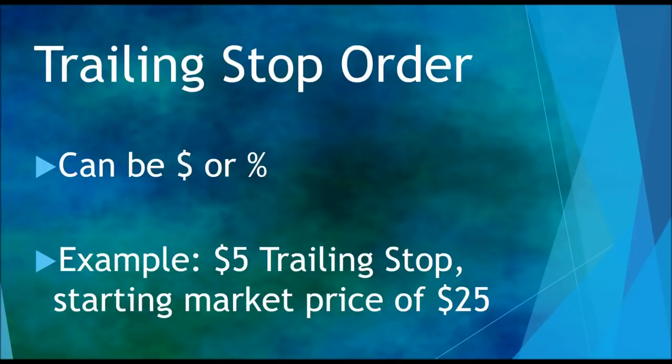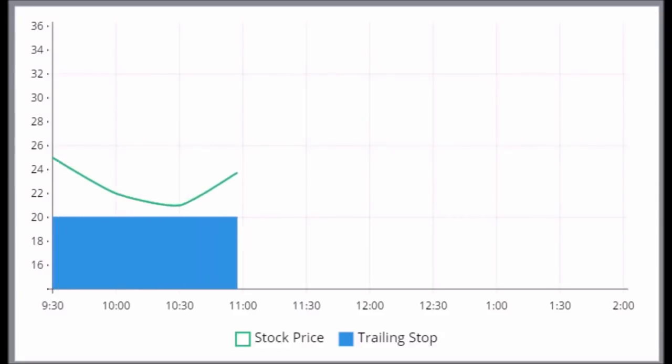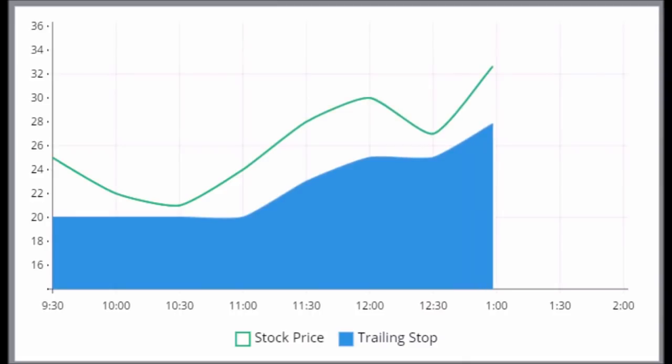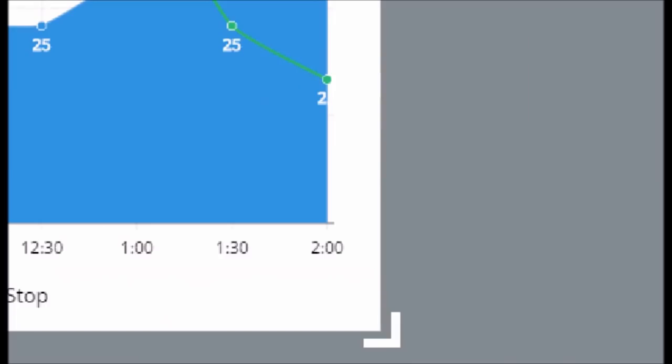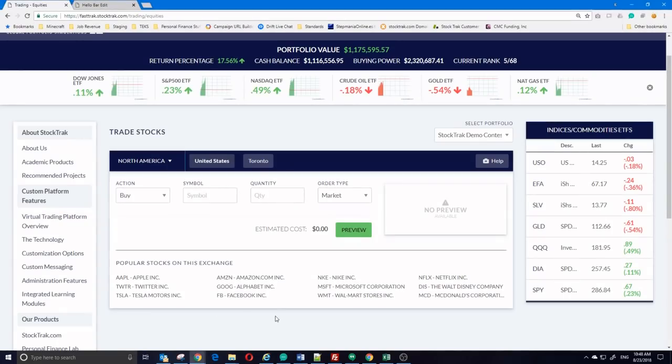We'll use a $5 trailing stop order on a stock with a market price starting at $25. As the stock price falls, our limit price does not fall with it. But as soon as the stock price starts to go up, our limit price will start to go with that. This means that you can't lose more money with your stop order, but as soon as the stock price falls below your trailing stop amount, your order will execute.